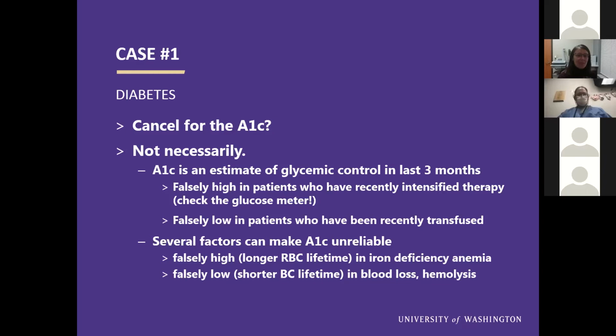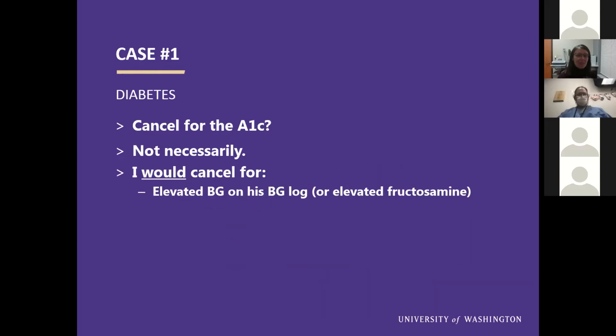But what if control was really terrible at the beginning of those 3 months and really good at the end? Or on the other hand, imagine that you transfuse a patient with a non-diabetic's quote unquote sugar-free blood. Or what if the patient's red blood cells are living longer because of iron deficiency, or living shorter because of hemolysis or being lost through bleeding, and the bone marrow is revving up and kicking out new unglycosylated red blood cells. So the A1C has a lot of problems with it, and for all of these reasons is not a good predictor of post-op blood glucose.